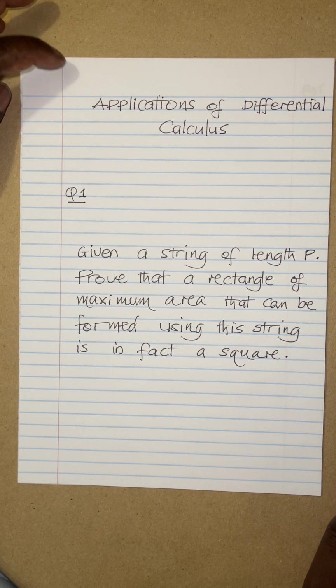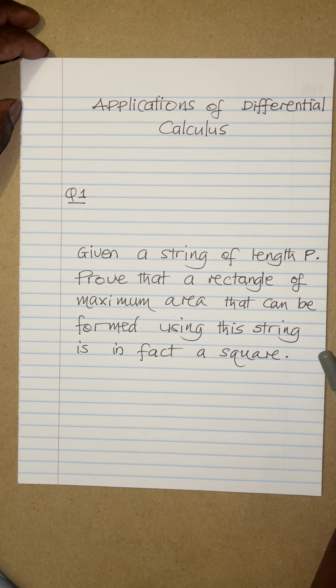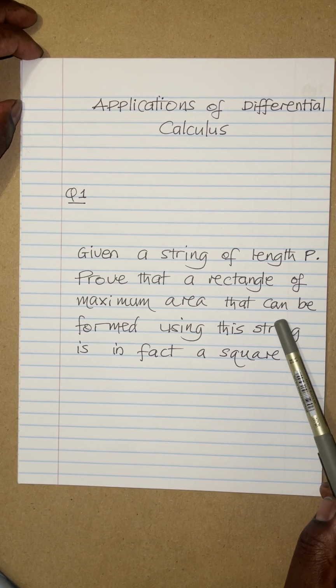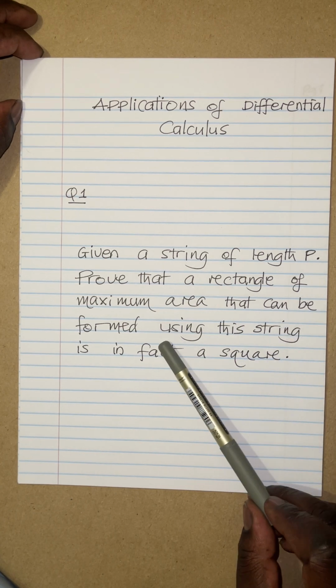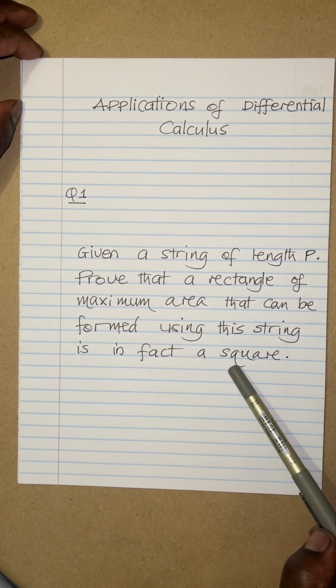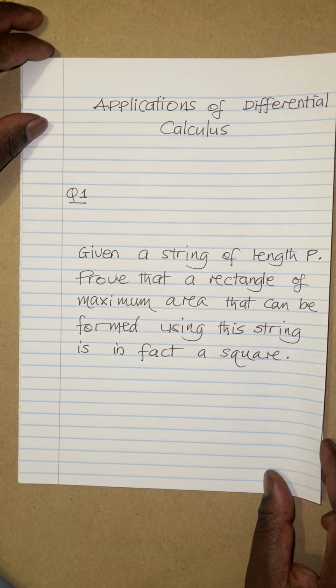Now, like I said, we are going to look at applications of differential calculus. Our first question of the two that we have in this video: given a string of length p, prove that a rectangle of maximum area that can be formed using this string is in fact a square. So how do we tackle this question? Remember, we are looking at applications of differential calculus. Here is how we tackle it.